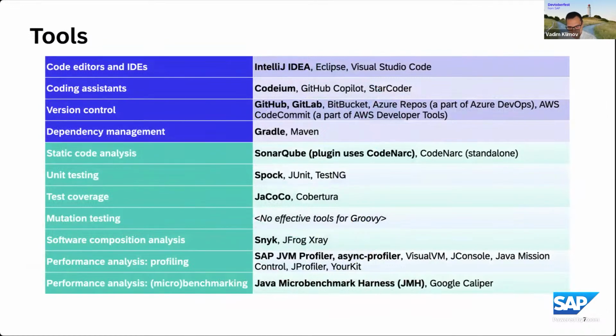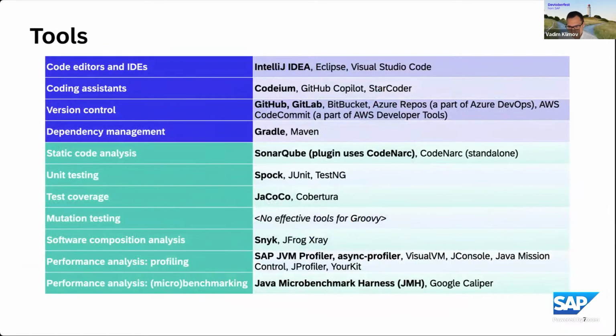For mutation testing, as I mentioned, there are tools for Java and for some other languages, but we're lacking an efficient tool for Groovy at the moment. For software composition analysis, Snyk is something that I would like to draw your attention to. It's a company that produces a lot of tools focused on software security in different aspects, and they also provide tooling that can be used for dependency management and composition analysis for Java and for Groovy projects.